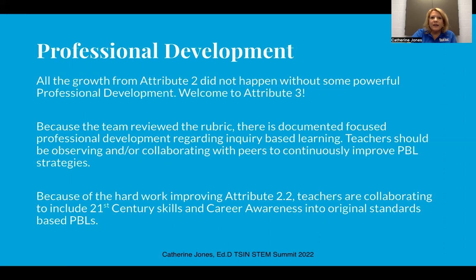Because of the hard work at improving attribute 2.2, teachers are collaborating to include those 21st century skills, and they are integrating career awareness into those original standards-based PBLs.